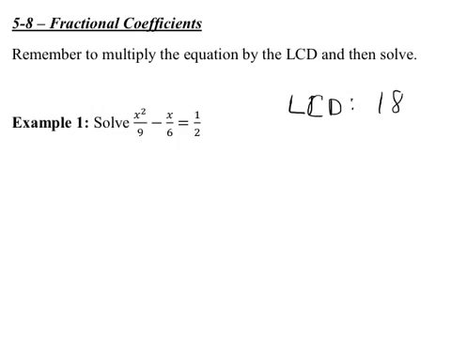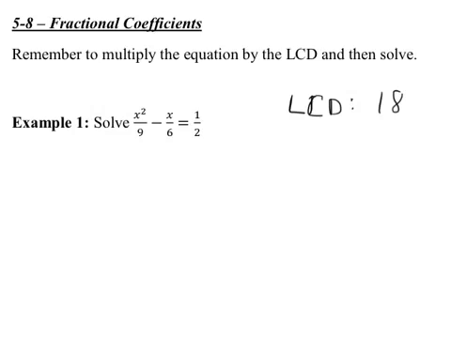18. It's got to be. It can't be 9 because remember the 2 doesn't go into 9 in the denominator on the right. 9 times 6, that's 54. That's such a big LCD. But 18 is divisible by 9. It's divisible by 6. It's divisible by 2. Therefore, the LCD is 18.